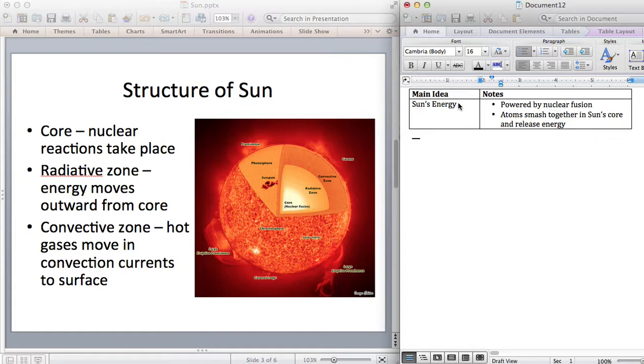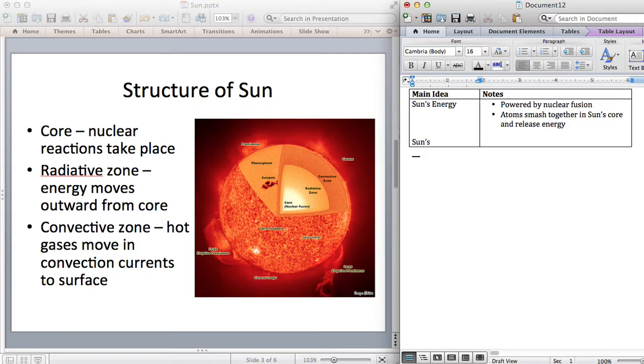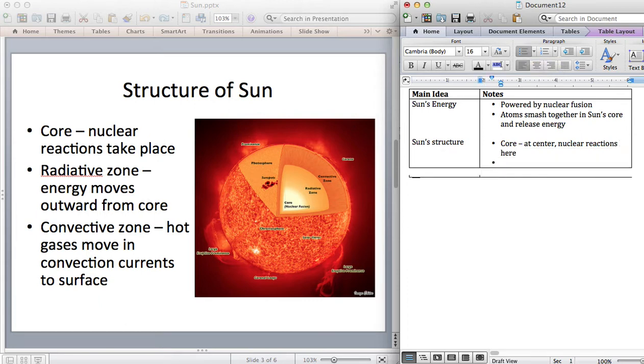So let's look at the structure of the sun. The sun has 3 main layers, right? We have what we call the core at the center, and this is where the nuclear reactions take place. Next, we have what we call the radiative zone, which is the next layer out. And here, energy is moving outward from the core. So energy is created down here, and then it moves outwards.